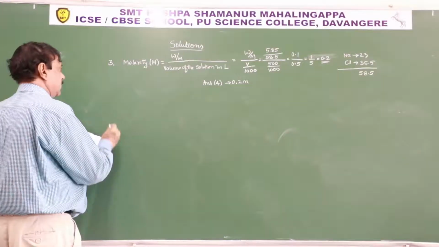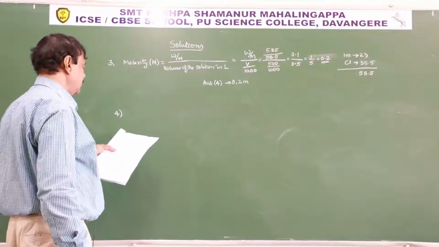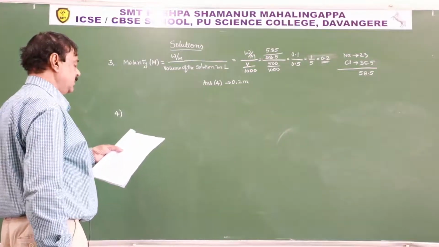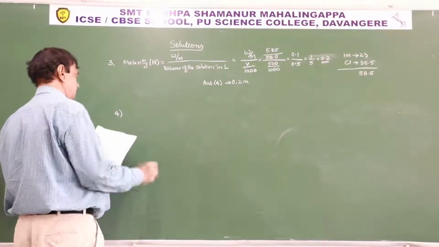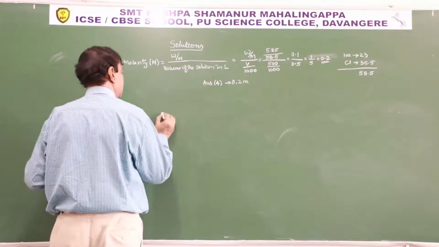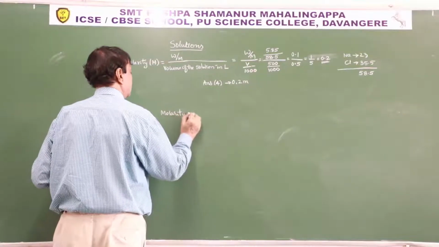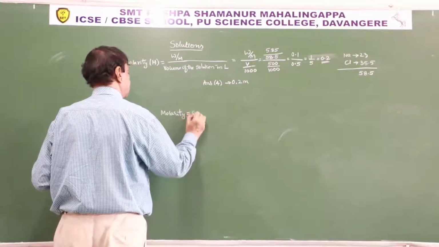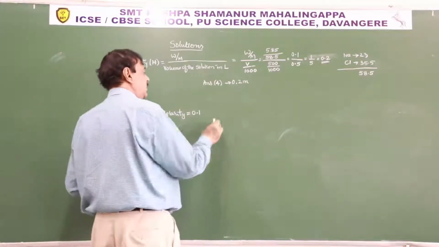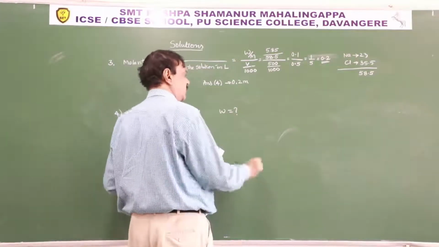Next, question number 4. For preparing 0.1 molar solution of sulfuric acid in 1 liter, we need sulfuric acid equal to dash. Whereas molarity required is 0.1. Molarity is given as 0.1. How much quantity of the substance is required is not mentioned.